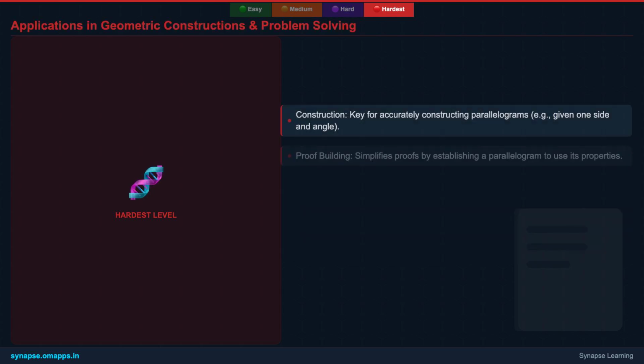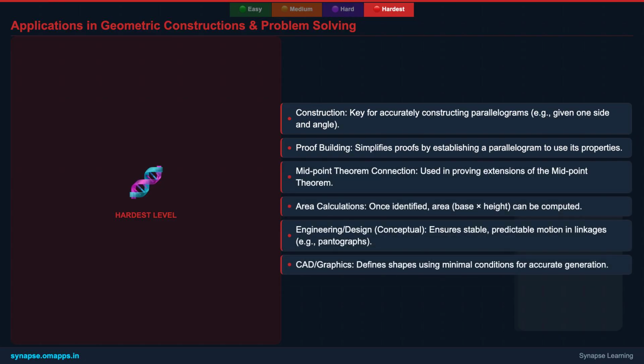This theorem has profound applications in geometric constructions and advanced problem-solving, even hinting at engineering insight. For constructions, it's the basis for drawing accurate parallelograms. In building complex proofs, identifying a hidden parallelogram using this theorem can unlock solutions to seemingly difficult problems, especially when combined with the midpoint theorem or properties of triangles.